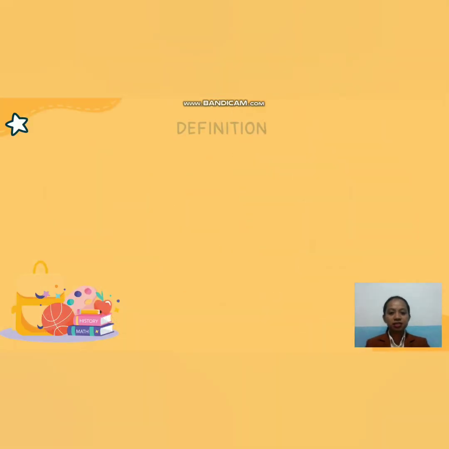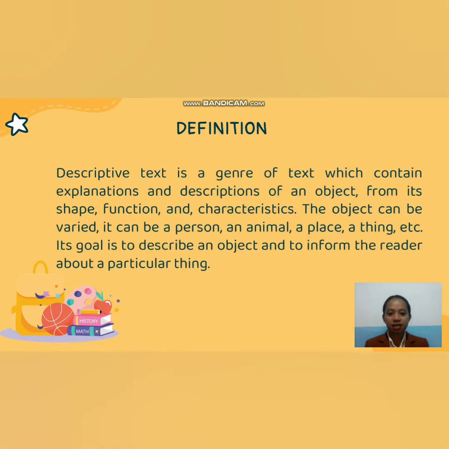Well, students, without further ado, we need to understand first what the descriptive text is. The descriptive text is a genre of text which contains explanation and description of an object from its shape, function, and characteristics. It can be a person, an animal, a place, a thing, and so on. Its goal is to describe an object and to inform the reader about a particular thing.